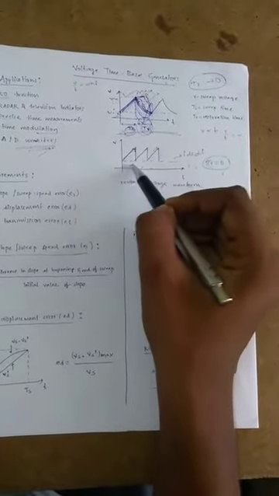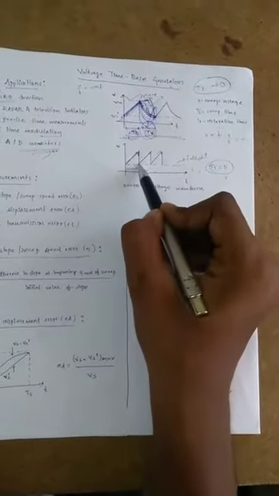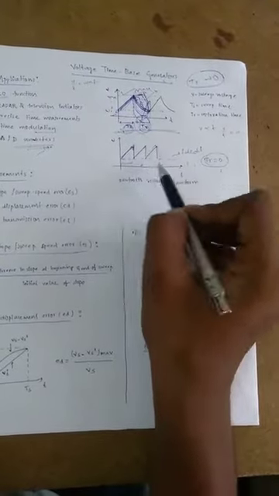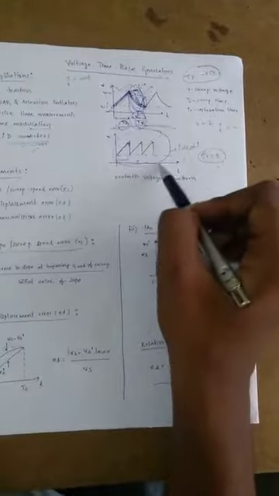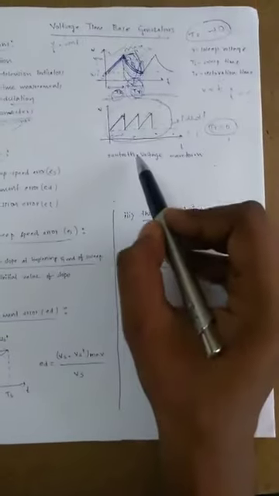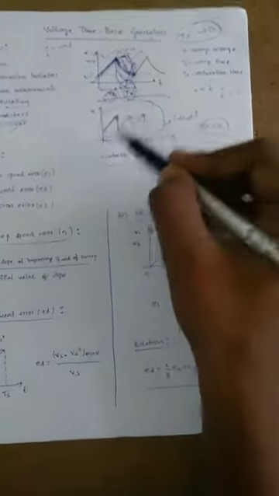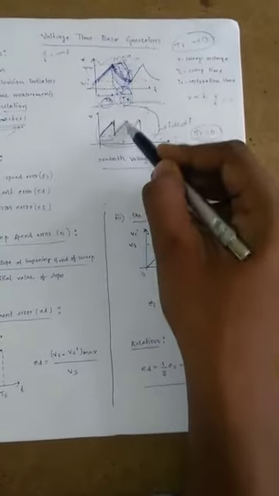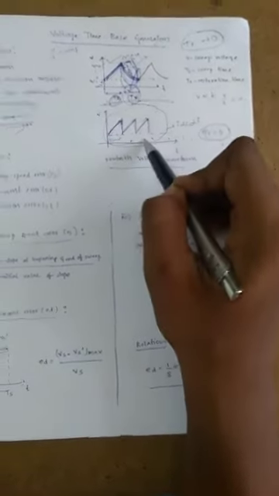This is Ts, and there is a sudden fall at Ts, where Tr equals 0. This type of waveform is called a sawtooth waveform. As it is in the shape of a saw, we call it a sawtooth waveform.